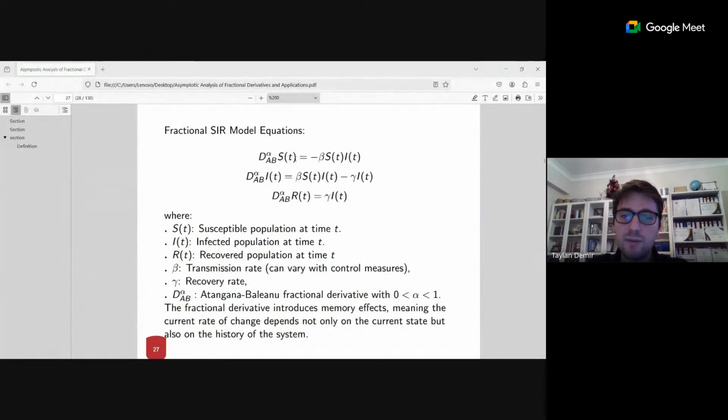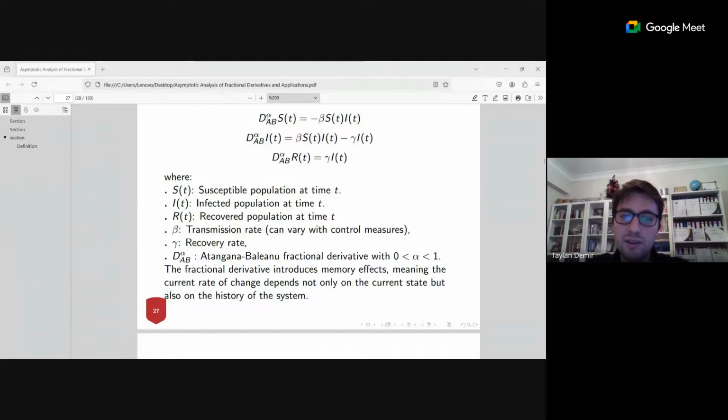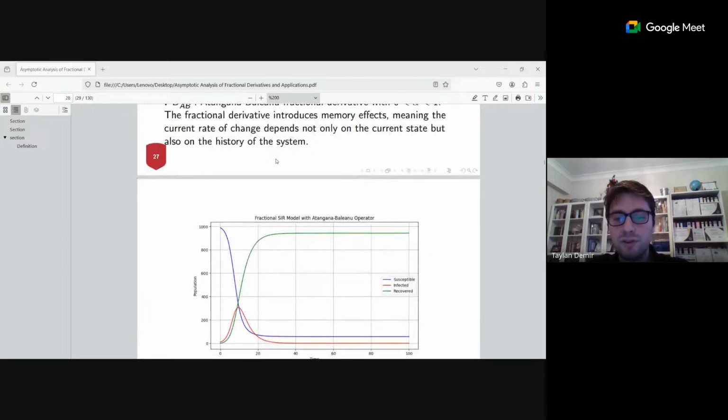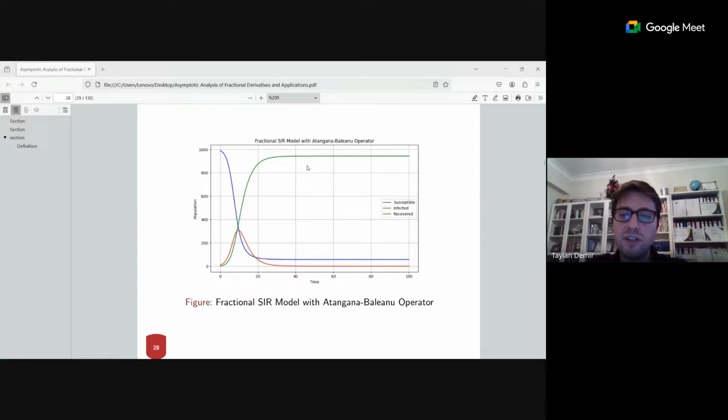And we know that S is the susceptible population at time t, I is the infected population at time t, and R is the recovered population at time t. And beta is the transmission rate, which can vary with countermeasures, and gamma is the recovery rate. And at this point, this is the Atangana-Baleanu fractional derivative operator with alpha between 0 and 1. We know that the fractional derivative introduces memory effects, meaning the current rate of change depends not only on the current state, but also on the history of the system. This is the fractional SIR model with the Atangana-Baleanu operator.